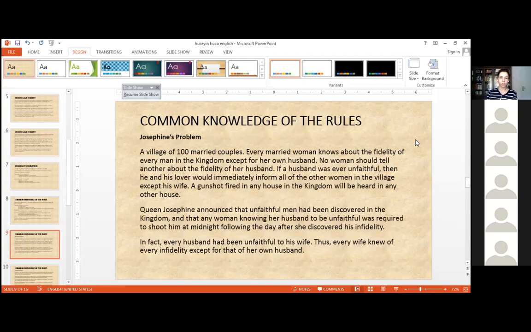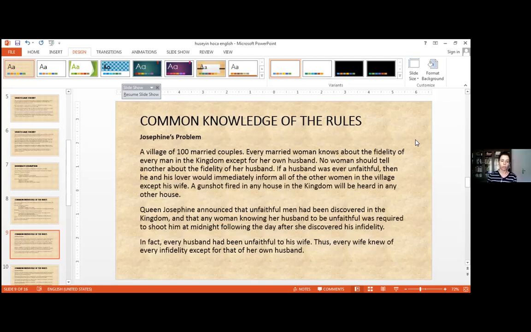There's a village containing 100 married couples, and we assume that they're all perfect logicians and rational, but there are some social customs. Every married woman knows about the fidelity of every man in the kingdom, except for her own husband. No woman should tell another about the fidelity of her husband. If a husband is ever unfaithful, then he and his lover would immediately inform all the other women in the village, except his wife. And everyone knows that if a gunshot is fired in any house in the kingdom, it will be heard in any other house. These traditions are common knowledge among the people in the village.